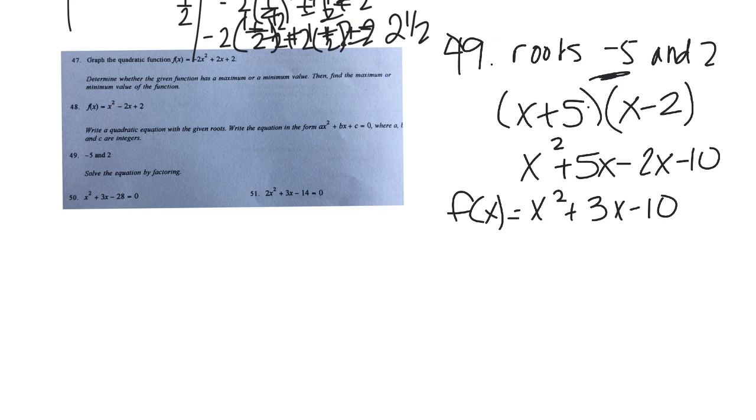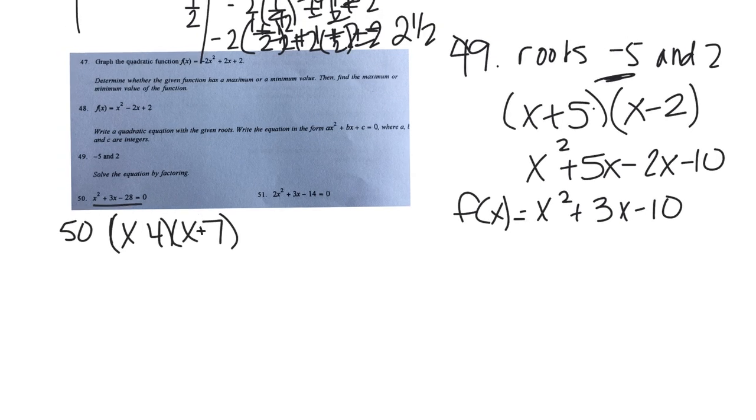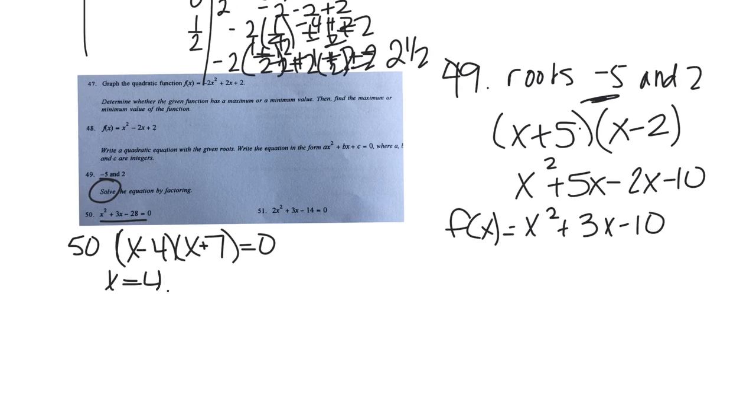And let's see, number 50, factor x squared plus 3x minus 28. What two numbers multiply to 28 and add to positive 3? We're looking at 4 and 7. If I want a positive 3, the 4 has to be negative and the 7 has to be positive. And it says to solve, not just to factor, so x equals 4 and negative 7.